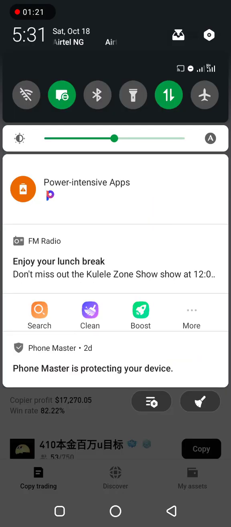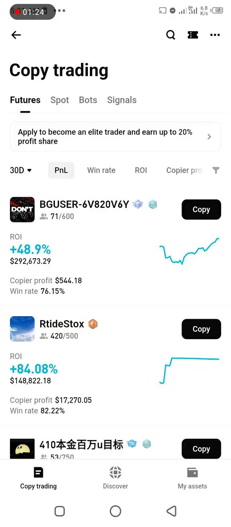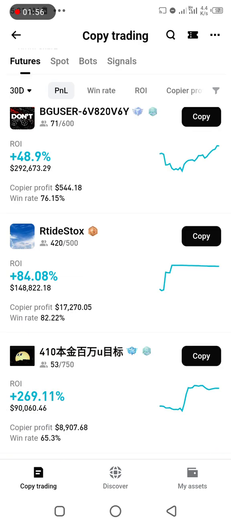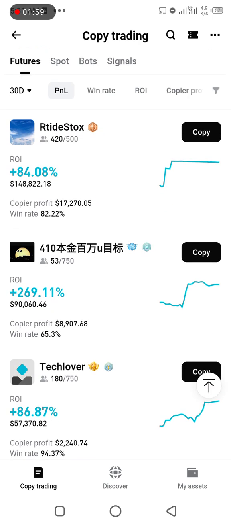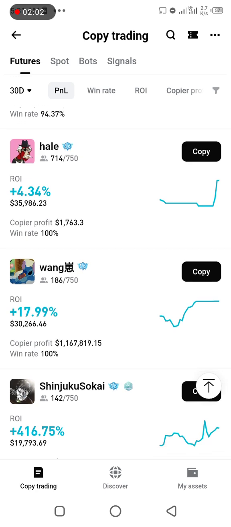Let me increase the screen so that I can see it. His win rate is 76.15%. The next person is 84% profit return on investment. Now these are the top copy traders. I think this next person is higher than him in return on investment. You can click copy and start copying. His win rate is 82, and so on. This is under futures copy. You just go down, keep scrolling. Anywhere you like, you can copy.